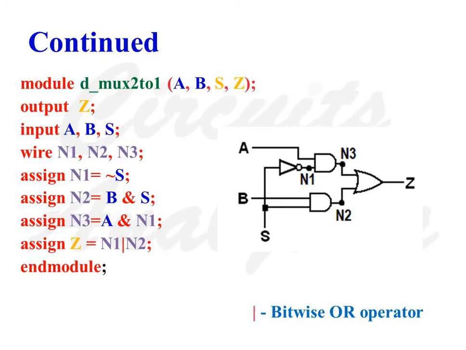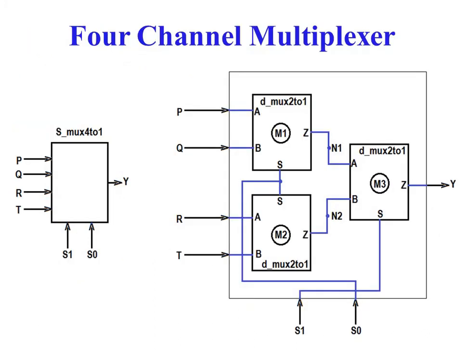Before writing the code for the 4:1 multiplexer, we have to write the code for the 2:1 multiplexer. We must compile it to make sure that it is available in the Verilog environment as a component. Now let us realize a 4:1 multiplexer using three 2:1 multiplexers.